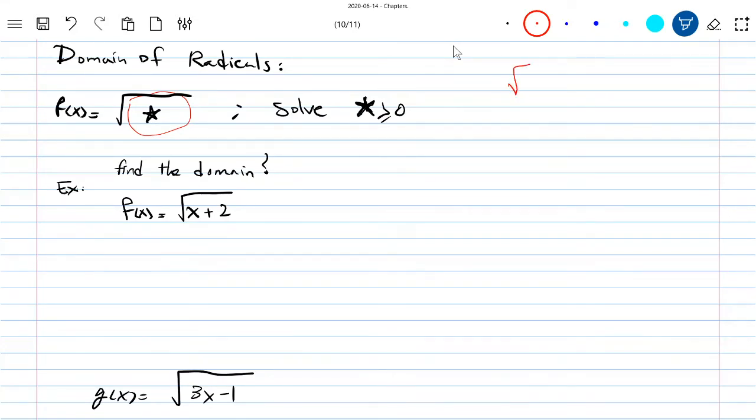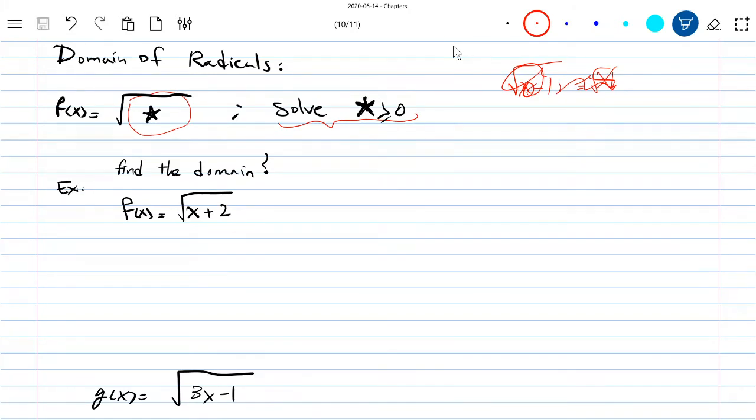It could be something like x minus 1, that's not a problem. But if you replace x with 0, then the result becomes 0 minus 1, which is square root of negative 1. That would be an issue. So after all the simplification, you do not want the star in this case to be negative. It could be 0 or any positive number. So what do we want? We want to solve to figure out where star is greater than or equal to 0. We want to have positive or 0 underneath the square root.